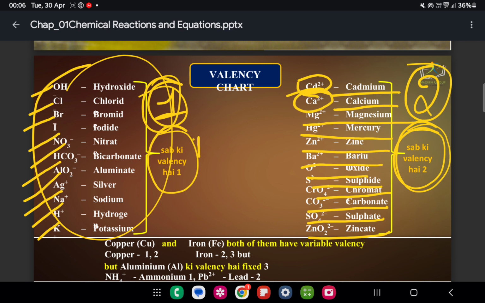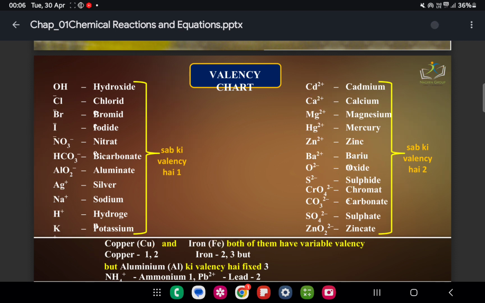And next, copper and iron, both of them have variable valencies. Copper has 1 and 2, iron has 2 and 3. But aluminium, Al, has a fixed valency of 3. Then NH4 is ammonium, and ammonium has valency 1 and lead has 2. Here you can see ammonium and lead. Ammonium has 1 valency, lead has 2.